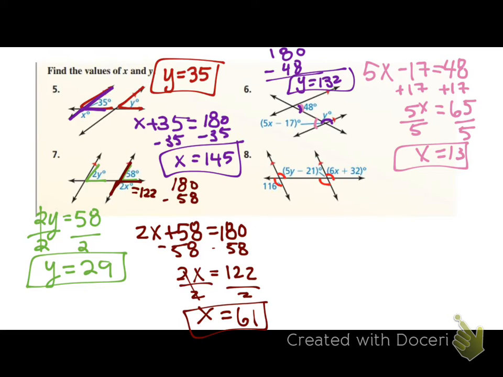So which one of these equals 116? 6x plus 32 equals 116. We could solve for that one. Subtract 32. 84. Divide by 6. 14.